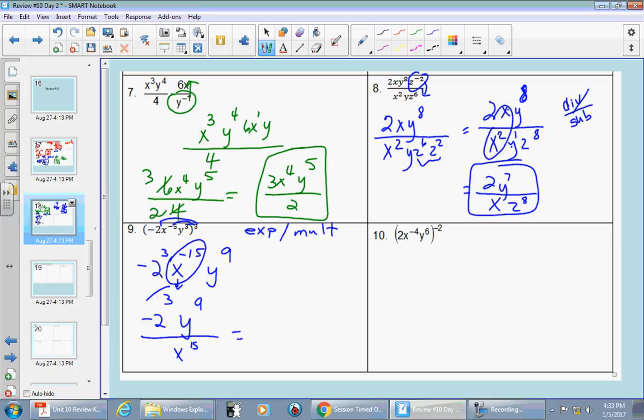Now we need to just evaluate this. Since this is odd and we have a negative, it'll be a negative answer, and 2 cubed is 8. Y to the 9th over x to the 15th.